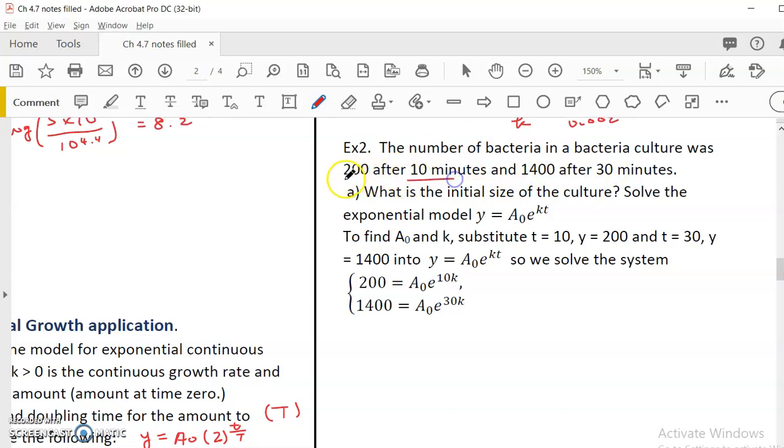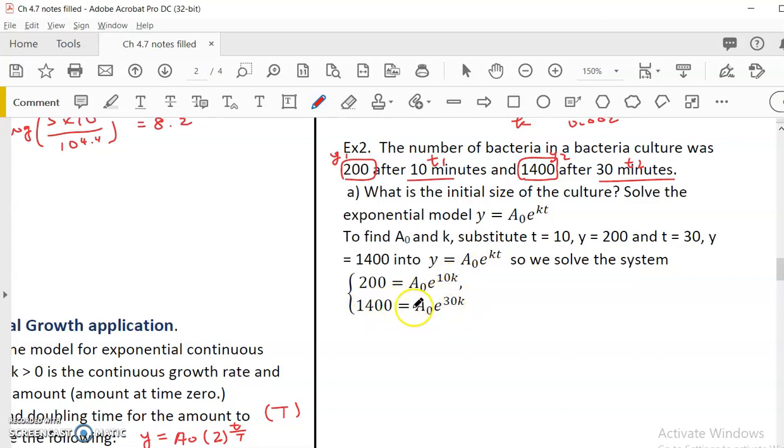After 10 minutes is 200. After 30 minutes is 1400. So this is time 1, y1, right? And this is time 2, y2. So if I use the exponential model a0 e to the kt, I want to find the initial size as well as k. So you plug in 200 equal to a0 e to the 10k, and then 1400 equal to a0 e to the 30k.